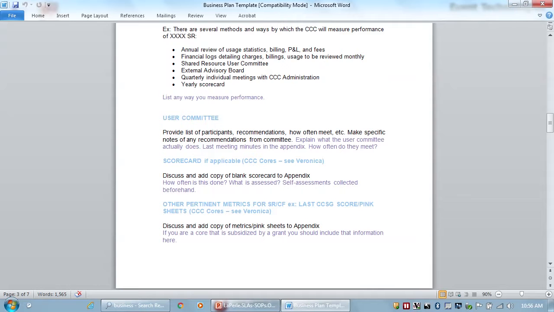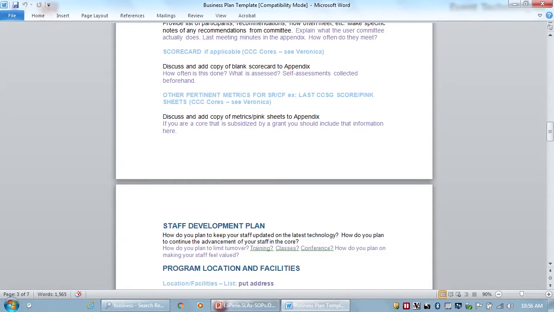We have a scorecard for our cores. So we attach a copy of the blank scorecard to the business plans. And how often is this done? It's done yearly for our cores. We have a self-assessment for our cores that's done beforehand. And then based on the scorecard, you can see what's assessed. What are other pertinent metrics for the shared resource of the core?